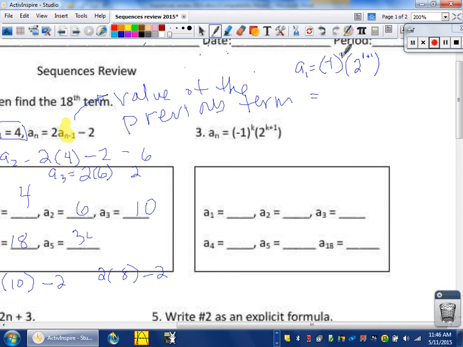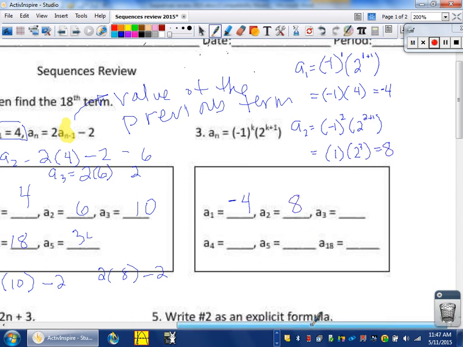Okay, negative 1 to the first power is negative 1, times 2 to the second, which is 4. Negative 1 times 4 is negative 4. So the first term here is negative 4. Okay, the second term, a sub 2, negative 1 squared, 2 to the 2 plus 1. So negative 1 squared is positive 1. Positive 1 times 2 to the 3rd is positive 8.